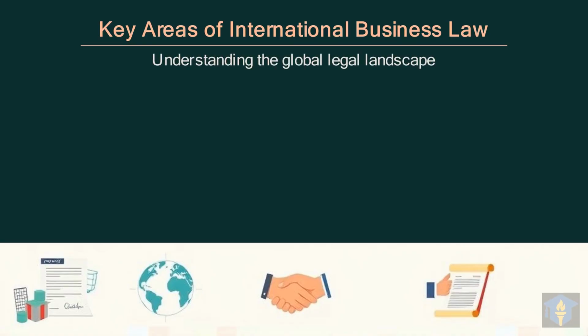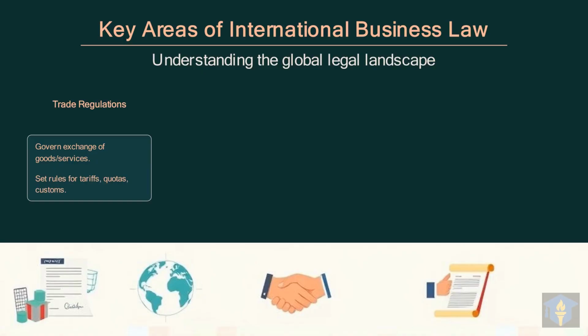We'll be understanding the global legal landscape, which varies significantly across different countries and regions. First, we have trade regulations, which govern how goods and services move across international borders. These regulations govern the exchange of goods and services between different countries and trading partners. They set specific rules for tariffs, import quotas, and customs procedures that affect international trade.